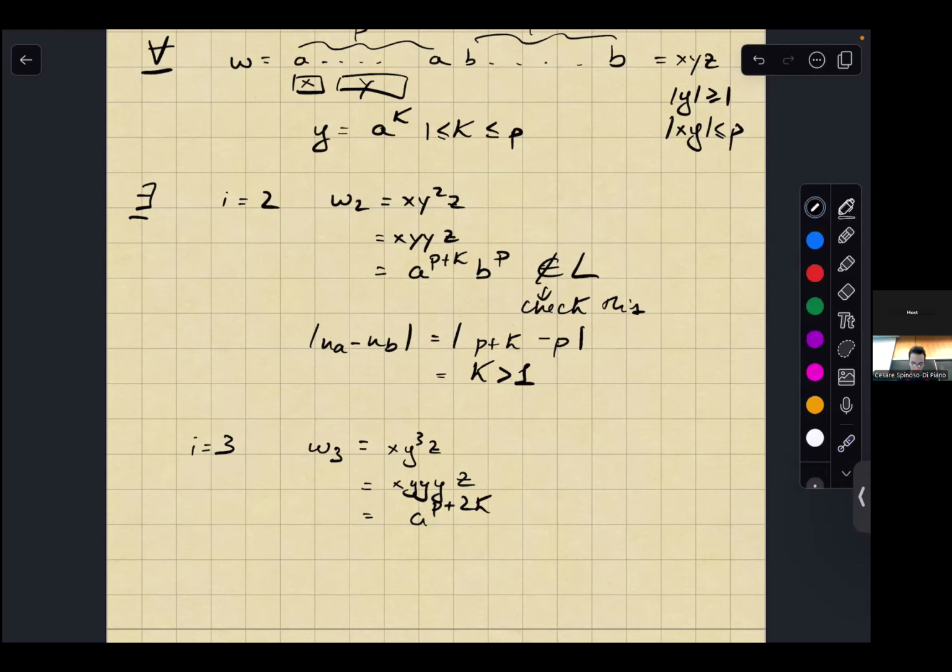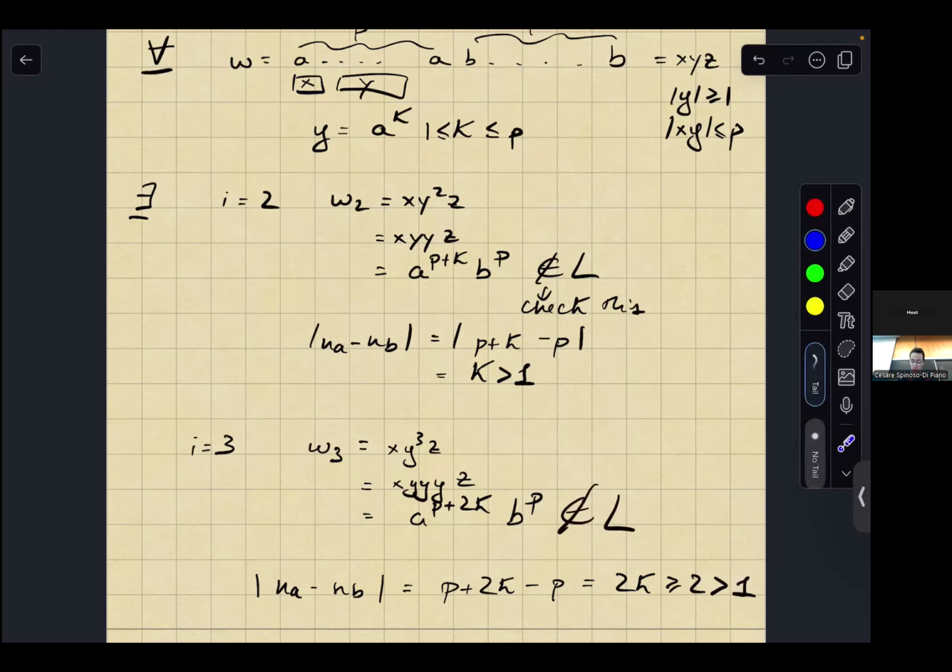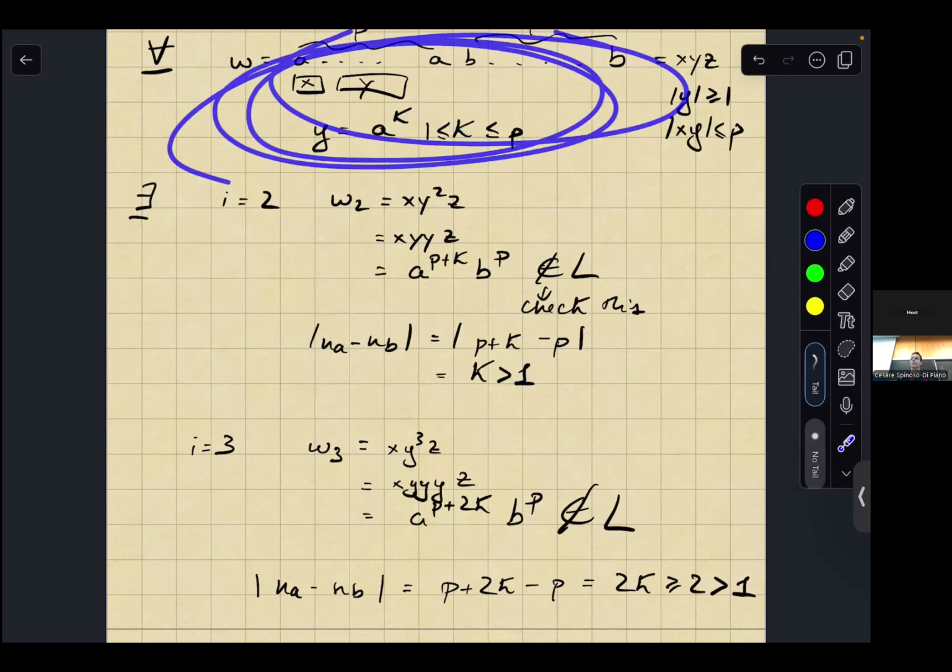So I have P plus 2K, and I have BP. And now the difference between the number of A's and the number of B's, we can just drop the absolute value. So I get 2K, and K is at least 1, so 2K is at least 2. So this is definitely, last time I checked, 2 is strictly greater than 1. And so yes, this is true, this is not in L for any of the choices of my opponent here. Okay.